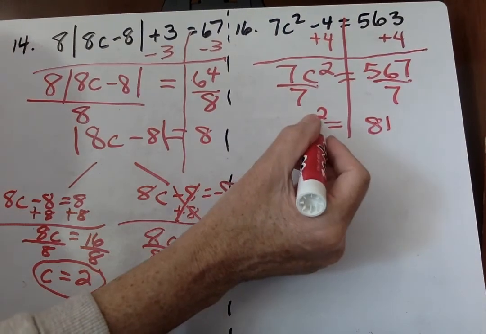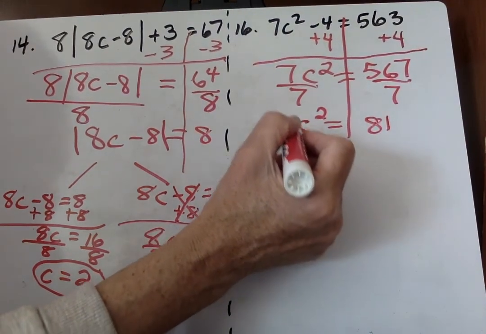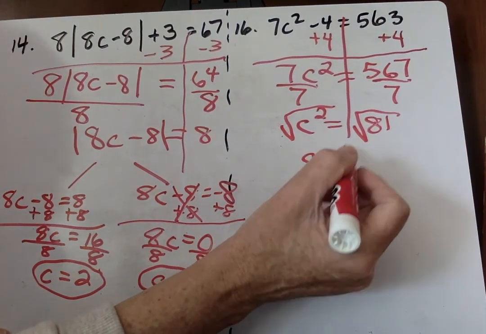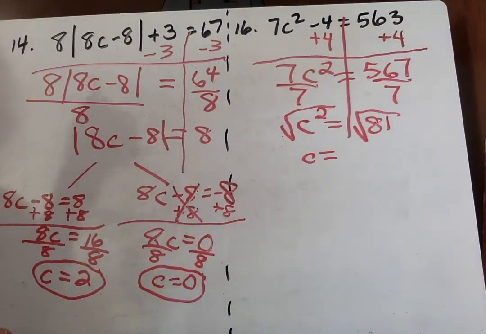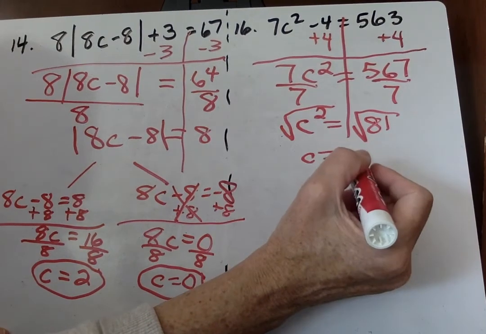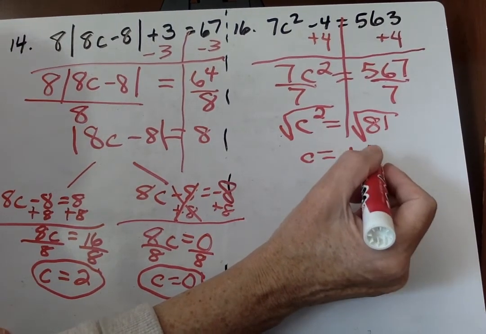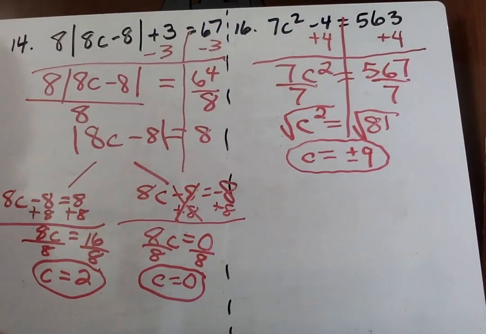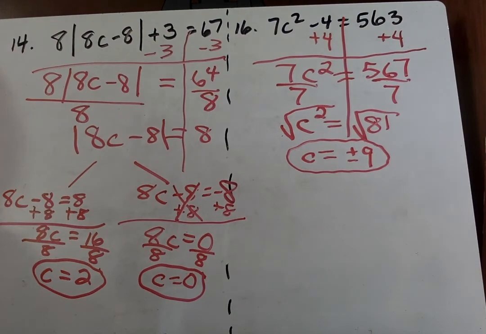Okay, now we have to do the inverse operation of squared, which is going to be square root. So c equals, now if you're taking the square root of 81 and it's not a story problem or anything, we say it's plus or minus 9. And then we're done.